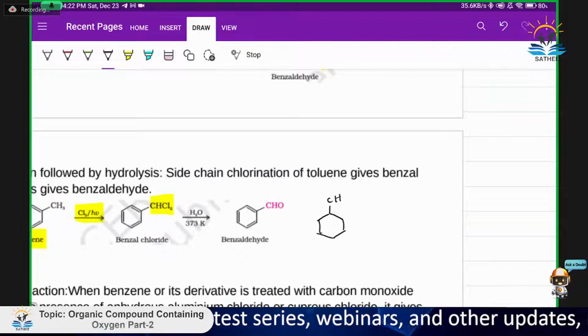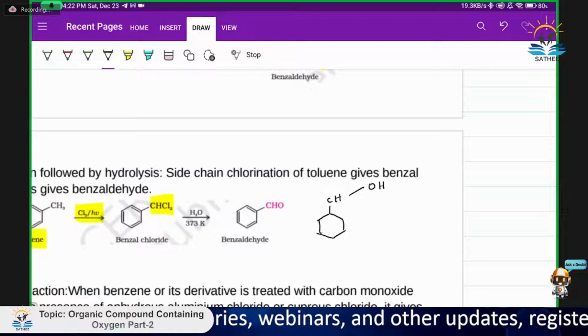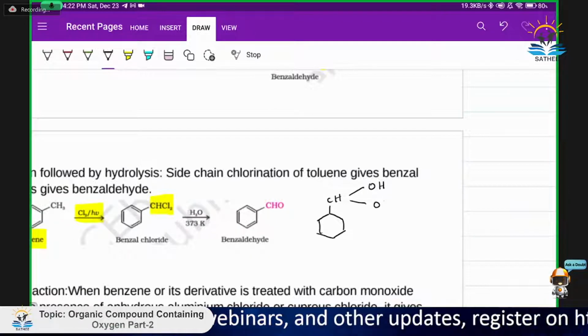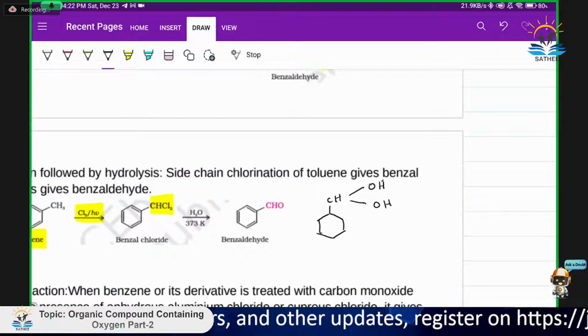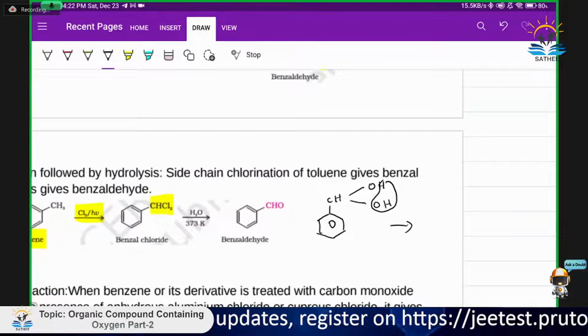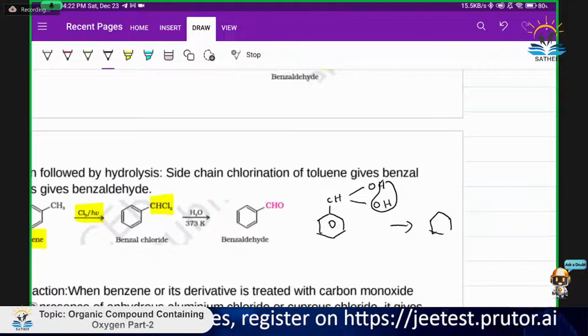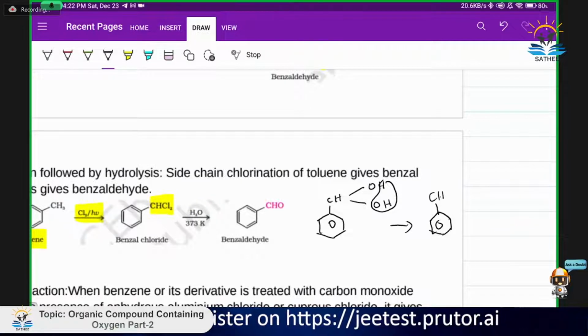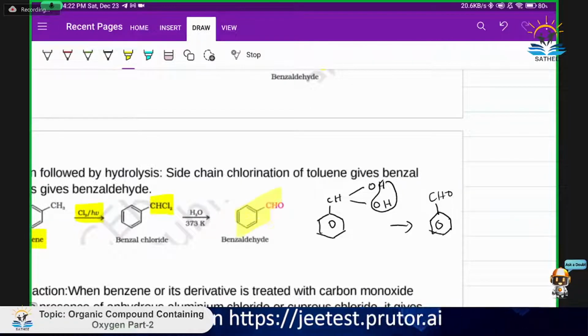We are getting two OH groups in place of Cl, and the water is eliminated. And so we get a CH2 group. So that's how we get the product.